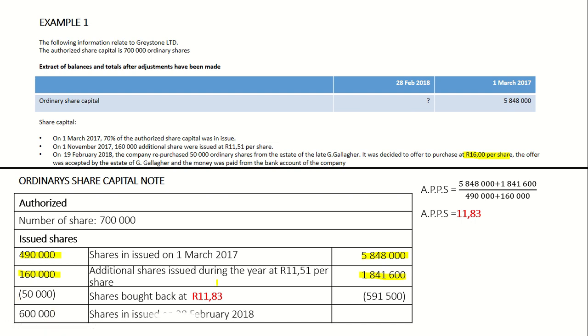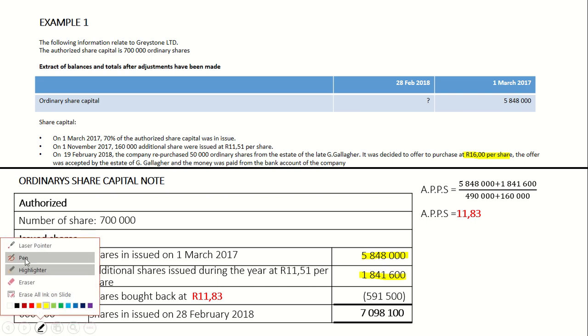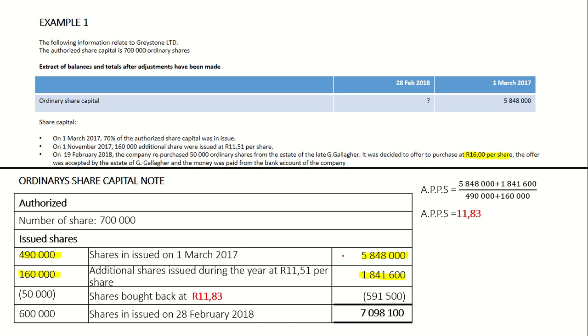Those are the shares that we're going to have at the end of the year, which is the 28th of February 2018. Our share capital on the 28th of February 2018 will be made up of 5,848,000 plus 1,841,000, but you minus 591,500, it'll give you a share capital of 7,098,100. Now let's quickly calculate profit or loss.